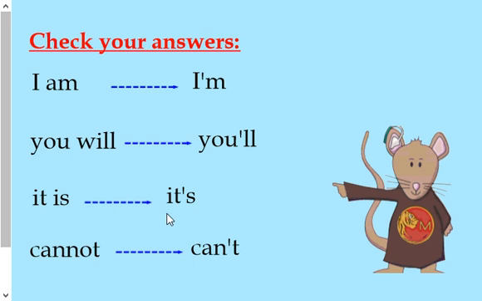It is becomes it's. Okay, and finally cannot will become can't. And with these last two ones, if you look, the I has been omitted and we've had the O omitted here. So I'm, you'll, it's, and can't.